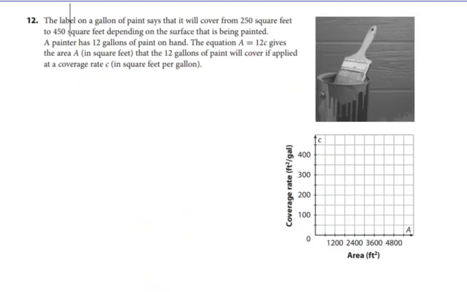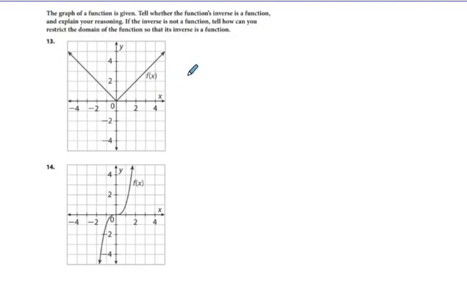Okay, next odd number problem we're going to look at is number 13. The graph of a function is given. Tell whether the function's inverse is a function and explain your reasoning. If the inverse is not a function, tell how you can restrict the domain of the function so that its inverse is a function.